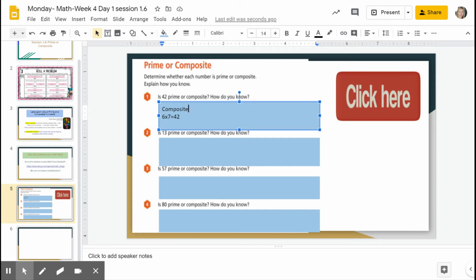And then you would write prime. And how do you know? Well, because there are no other numbers that can be multiplied that equal that number. Try it out on these next 4 problems.